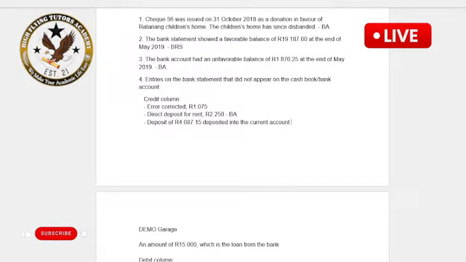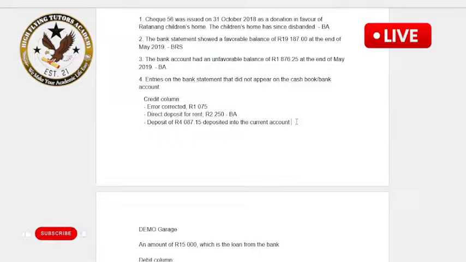Okay, and then they say a deposit of 4,087 and 15 cents deposited into the current account. It has been deposited in the current account, but remember they said it does not appear, because you always have to go back to the question to see where it is not appearing, and deal with it where it is not appearing. So can I see in the comments right there, where are we going to record this one? In the BRS or in the bank account?